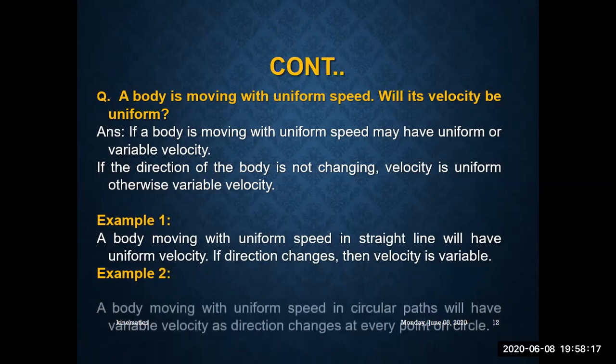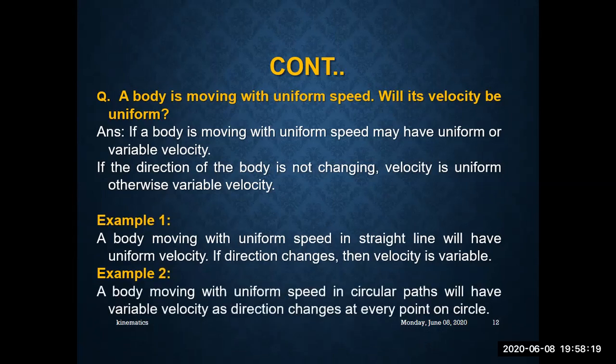Example 2: a body moving with uniform speed in a circular path will have variable velocity as direction changes at every point on the circle. These were two examples to understand how the velocity is variable and how the speed is uniform.